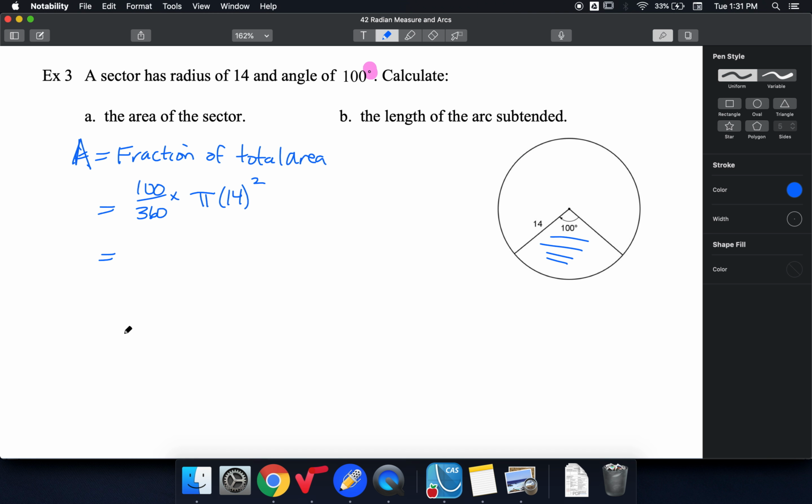So 490 over 9 pi, and we weren't given any units, so we don't need to put units down here.